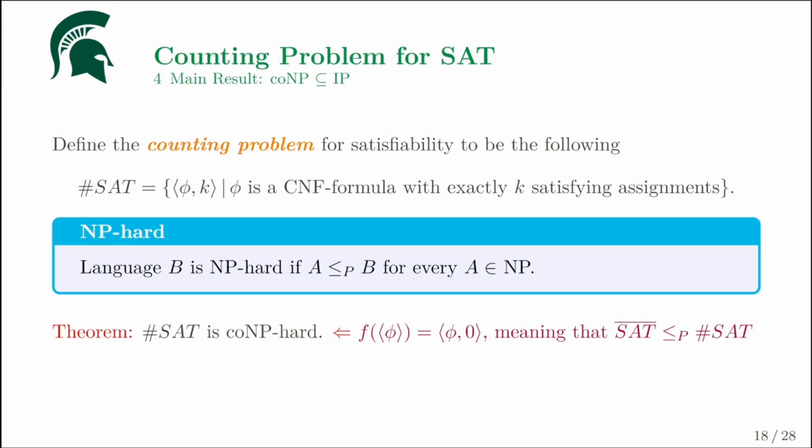We already know that sat is in NP, so its complement is co-NP. To show that the complement of sat is reducible to numbersat, we simply can take k to be 0, meaning that there are exactly 0 ways to satisfy phi, which is clearly equivalent to the complement of sat. Next, in order to prove that co-NP is a subset of IP, we will need to show that numbersat is in IP.